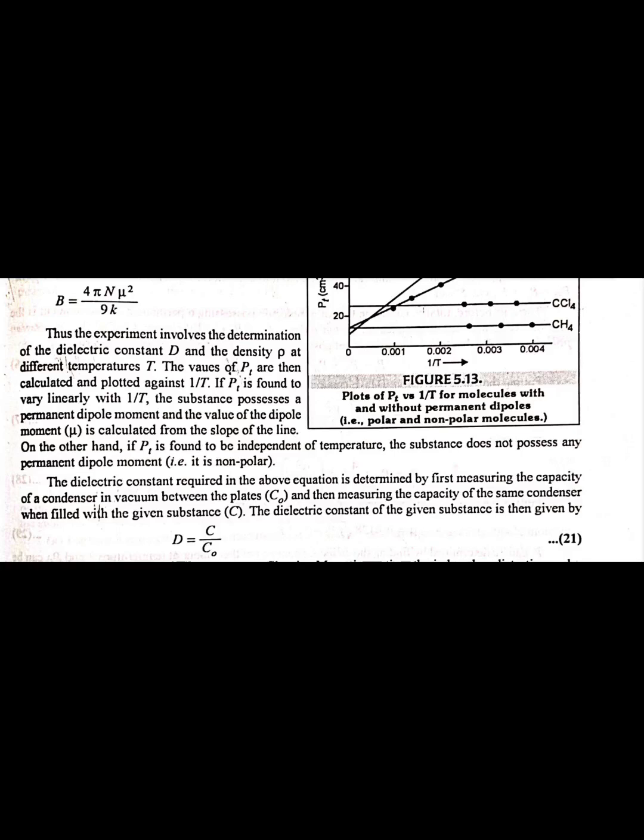The values of Pt are then calculated and plotted against 1 by T. If Pt is found to vary linearly with 1 by T, the substance possesses a permanent dipole moment and the value of the dipole moment mu is calculated from the slope of the line. On the other hand, if Pt is found to be independent of temperature, the substance does not possess any permanent dipole moment, that is, it is non-polar.